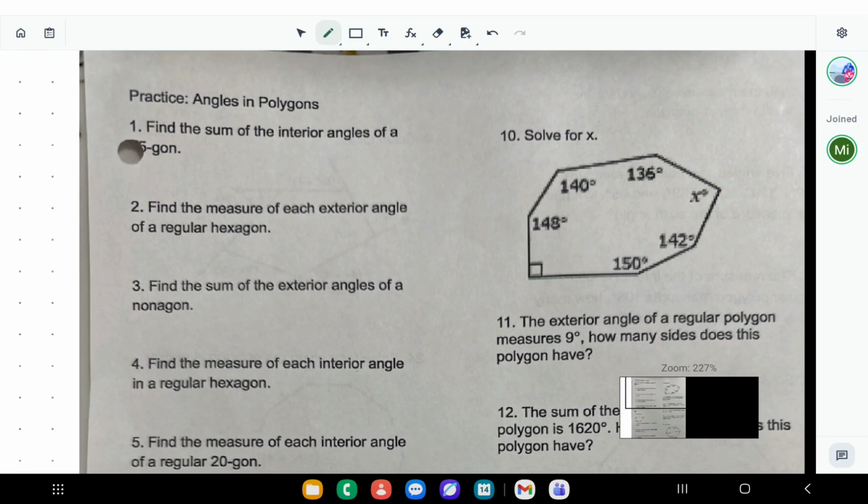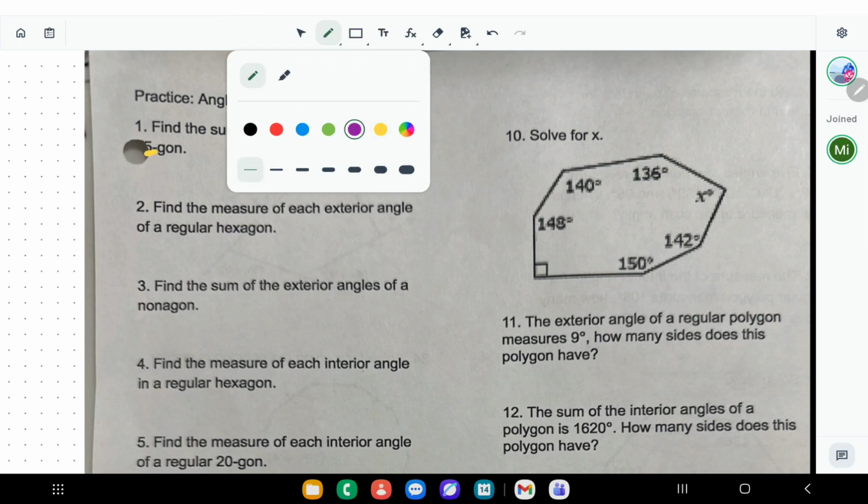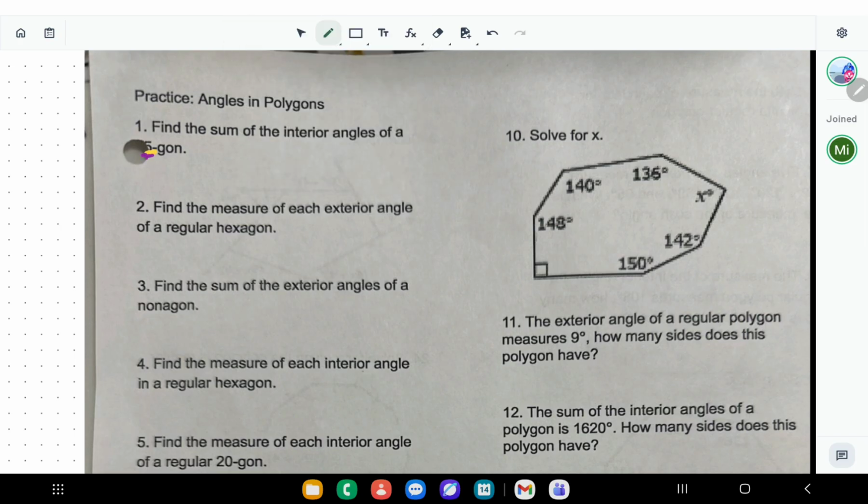Angles in polygons. Find the sum of the interior angles. What's this? 6? What is this? Hexagon? Oh, so a 5 is a pentagon? Okay.